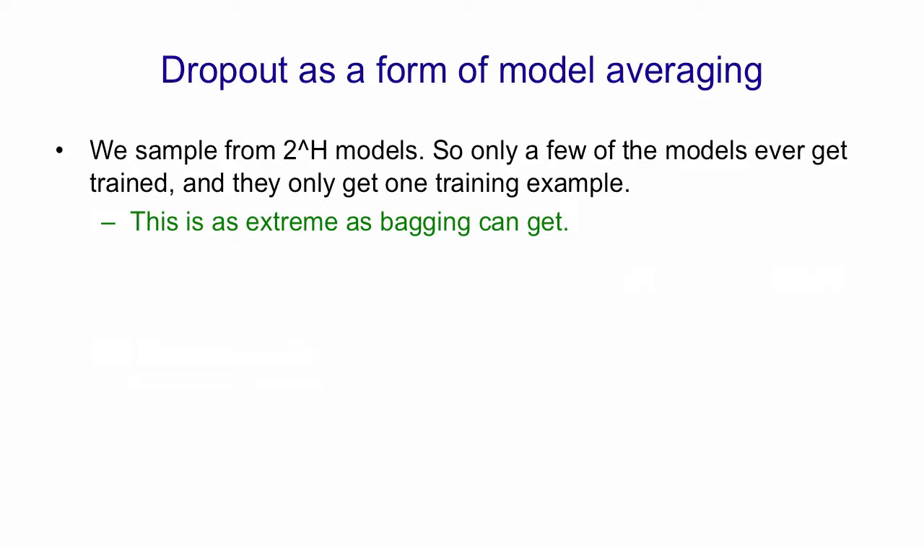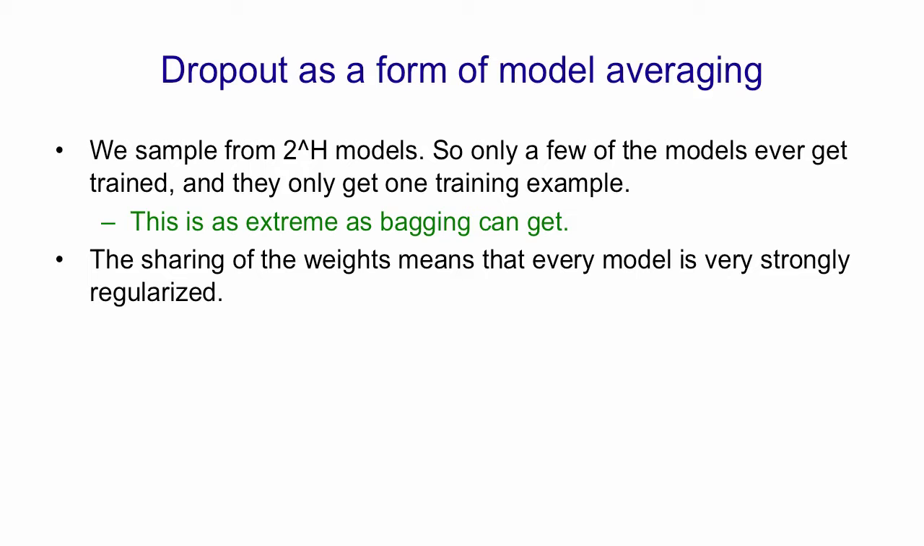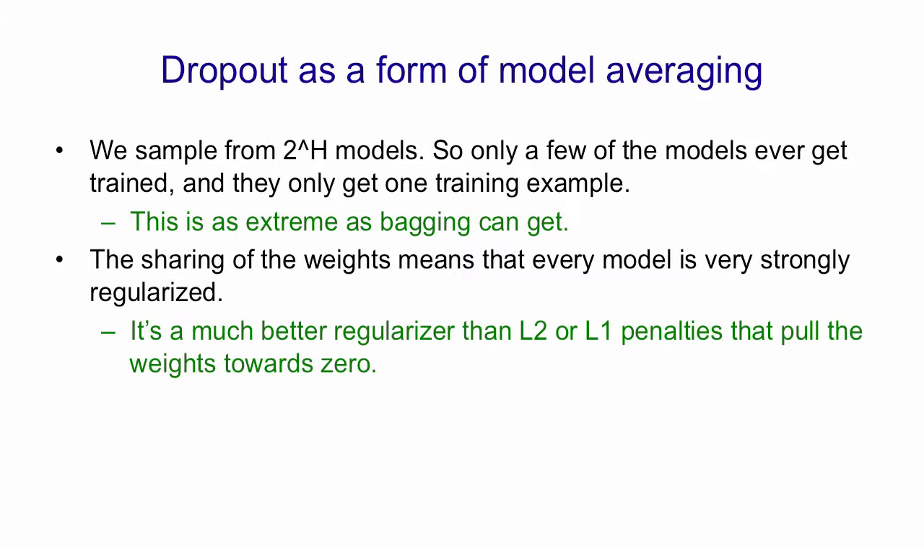The training sets are very different for the different models, but they're also very small. The sharing of the weights between all the models means that each model is very strongly regularized by the others. And this is a much better regularizer than things like L2 or L1 penalties. Those penalties pull the weights towards 0. By sharing weights with other models, a model gets regularized by something that's going to tend to pull the weights towards the correct value. The question still remains what we do at test time.